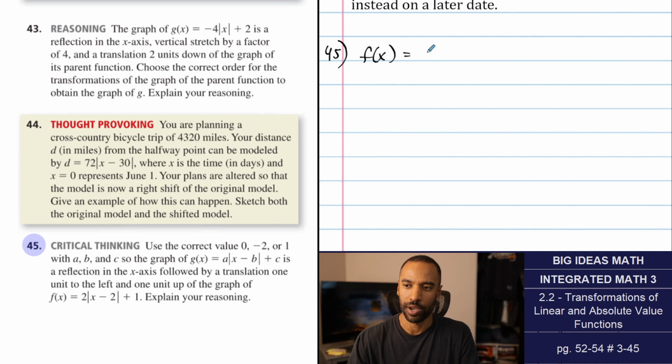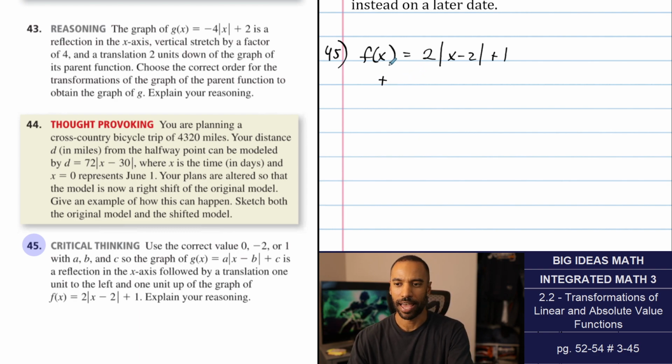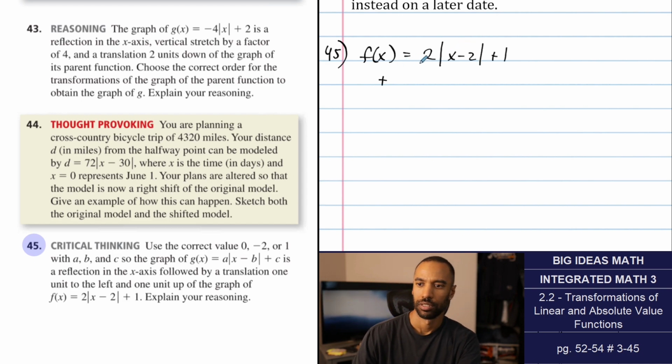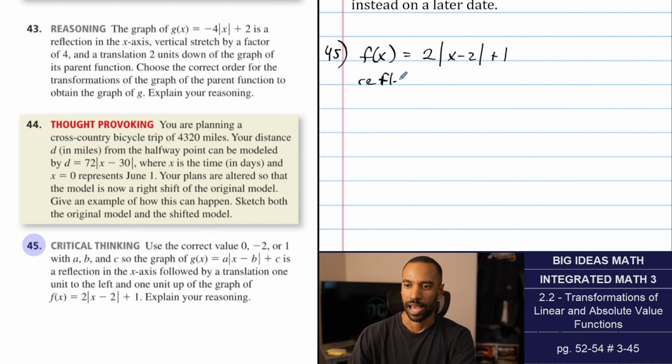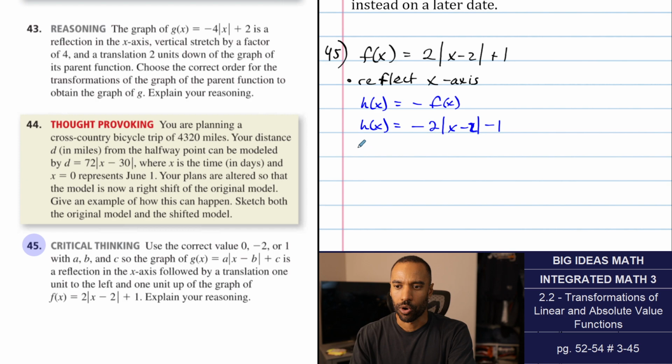I'm going to take the f of x equation and reflect across the x-axis. Let's start with that. So I'll call this h of x. H of x takes your f of x and reflects across the x-axis, so it makes it negative. So we're going to have -2 times the absolute value of x minus 2, and then minus 1. Changes everything.